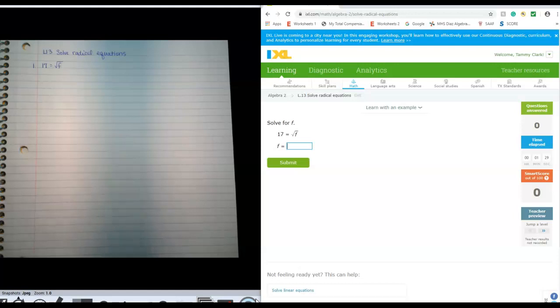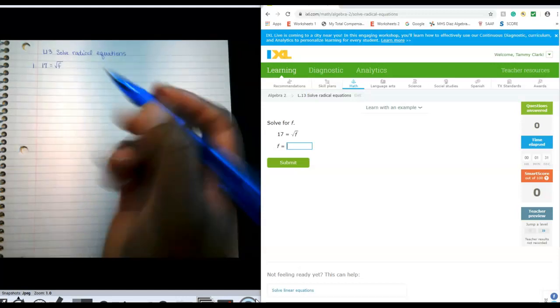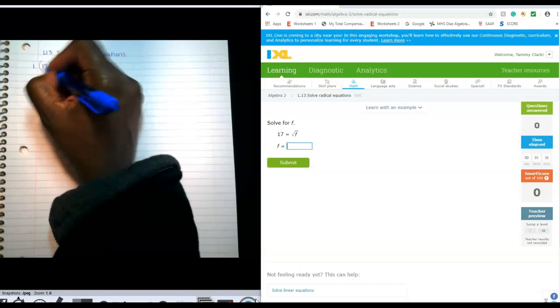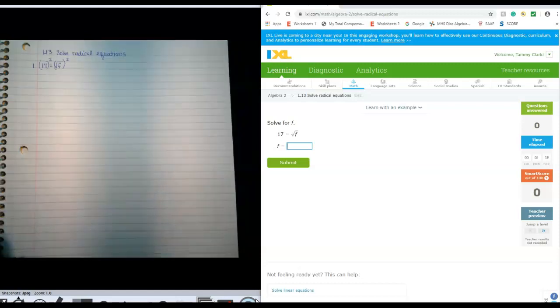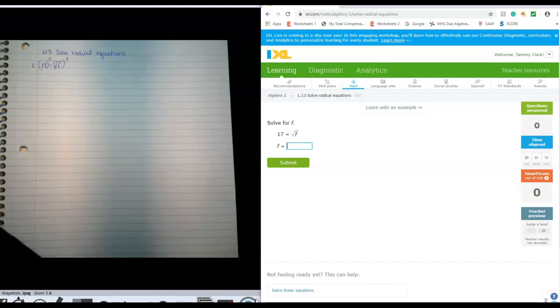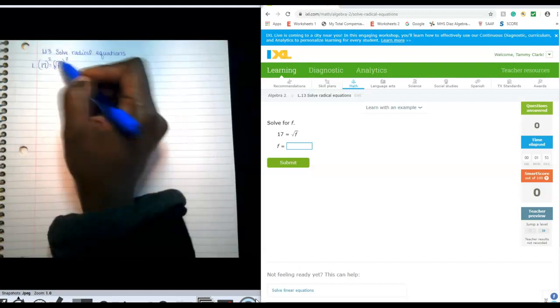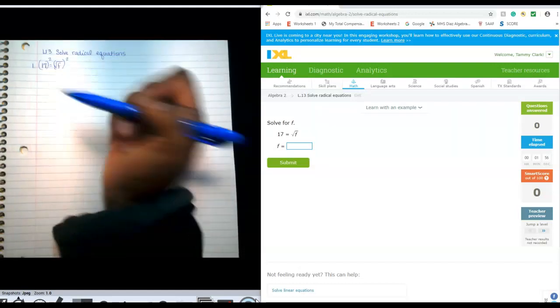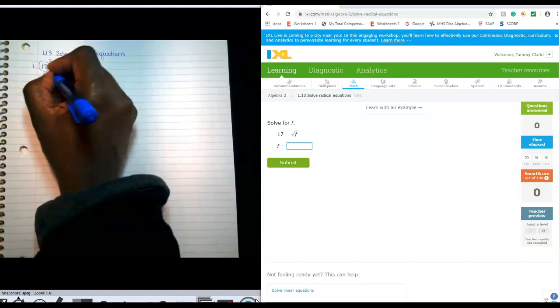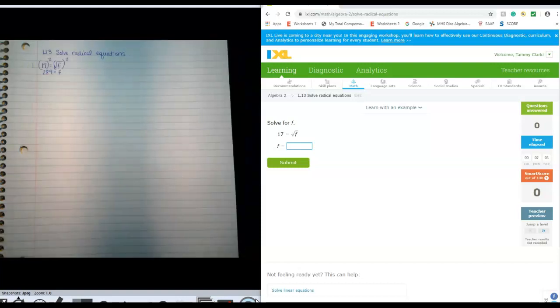So we've got 17 is equal to the square root of f. In order to get rid of a radical, we raise to a power. So I would raise both sides to the power of 2, only because I know that by default this is a square root. If this was a cube root, then I'd raise both sides to 3. So that's just a little hint to help you along later. So we know that f is 289.